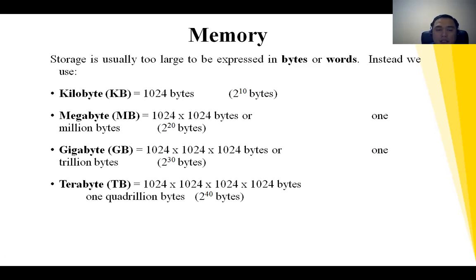Gigabyte equals 1024 megabytes, or 1 billion bytes, 2 to the power of 30 bytes. Terabyte equals 1024 gigabytes, or 1 trillion bytes, 2 to the power of 40 bytes.